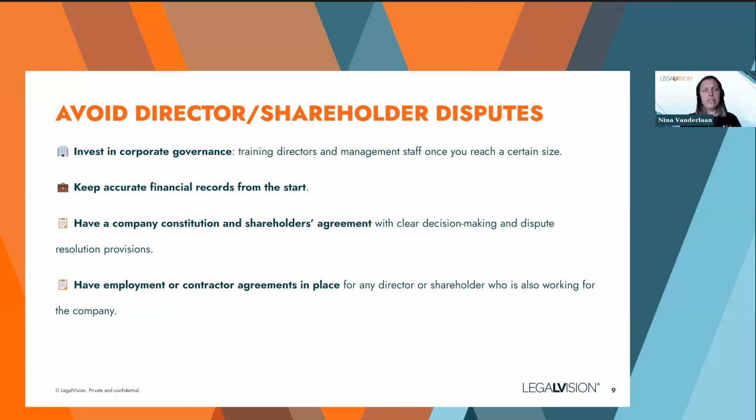Finally, we always suggest having employment or contractor agreements in place. And really, this is in respect of all people that work for or provide services to the company, but in particular, for the purposes of this webinar, any directors or shareholders that are also employees. This ensures that expectations around what each person is required to deliver for the company in that capacity is clearly defined. I'll now pass back over to Jodie to talk about what you should do if a dispute arises.